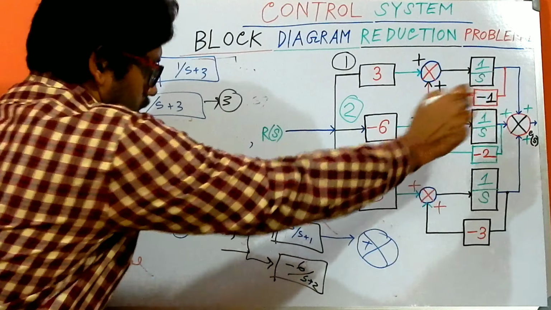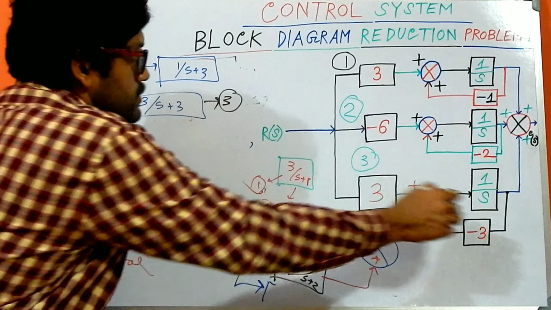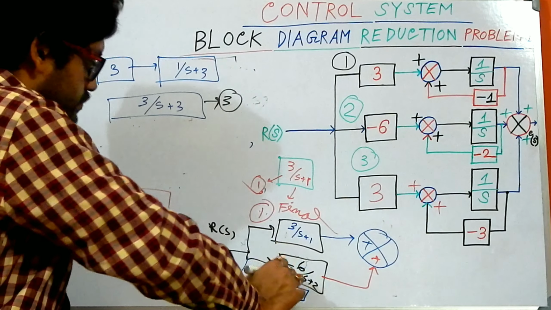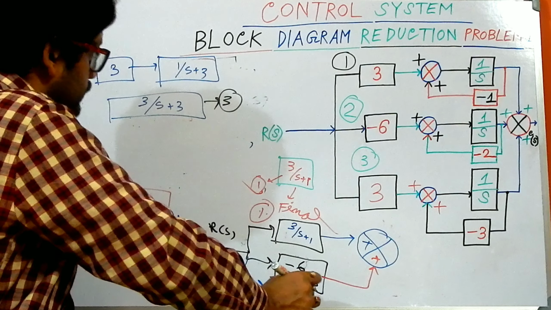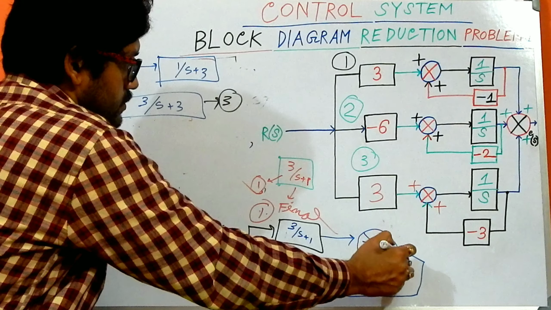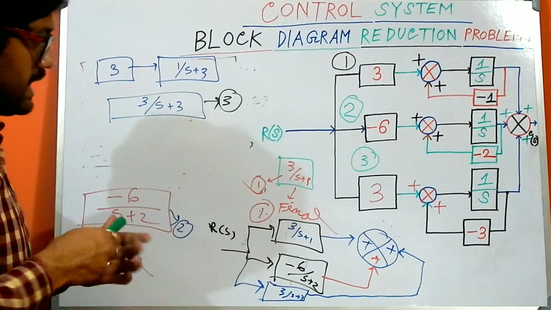And the last one is this block. So here, number 3 line means this one. Okay, so I will draw the last block, which is 3 divided by S plus 3. And here also another summing block is present, which is plus. Okay, and in the right hand side I have got the CS.